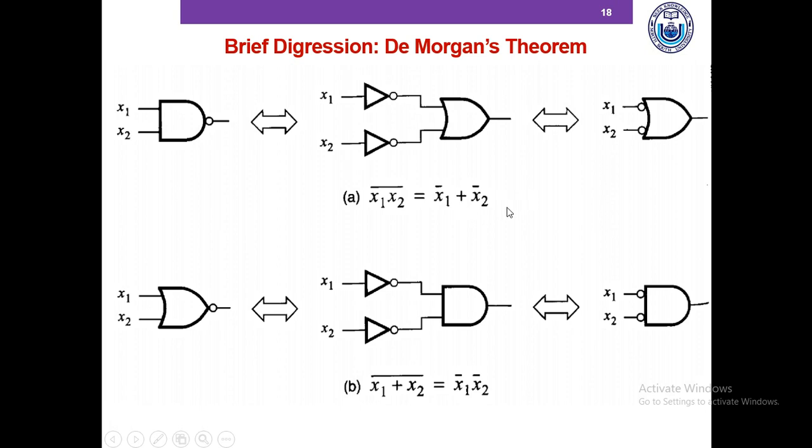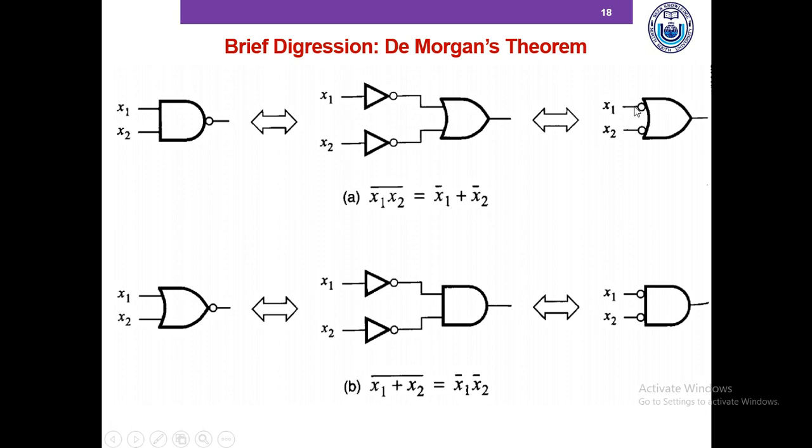But the critical part is what De Morgan's theorem is telling us: that we can replace this NAND gate with an OR gate with two complemented inputs, and vice versa. So if we have an OR gate with two complemented inputs, this can be replaced by a NAND gate. This is the key piece of information you need to remember.